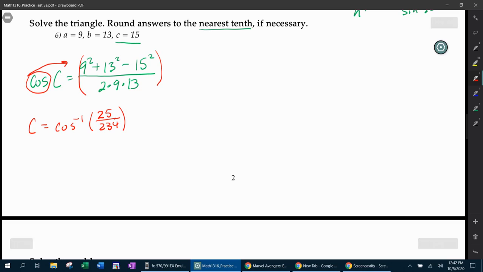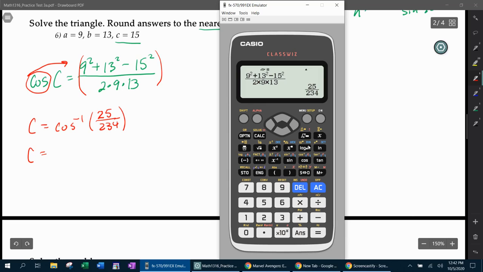Since I leave that as a fraction, that makes my answer as accurate as possible. I didn't round a decimal. And then if I do the inverse cosine of that answer, which I think I can do it like this, inverse cosine of the previous answer.